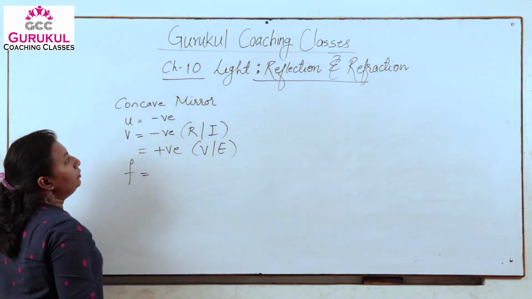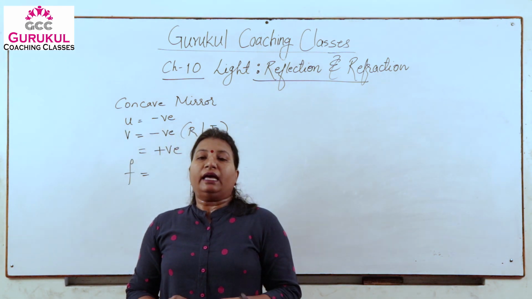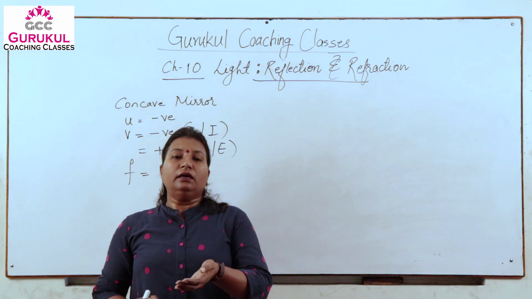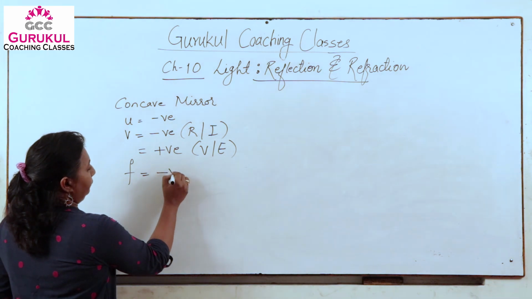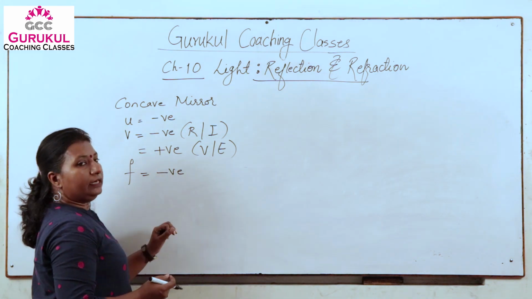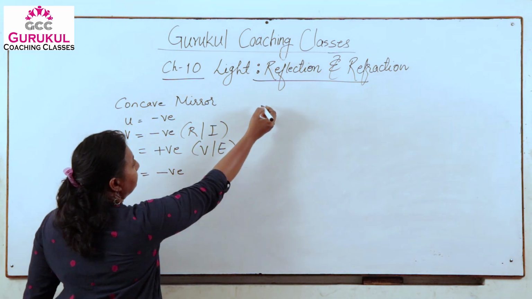Focal length of a concave mirror. It is a converging mirror, right? And the focus lies in front of the mirror, so it is a negative value. So the focal length of a concave mirror is always negative.